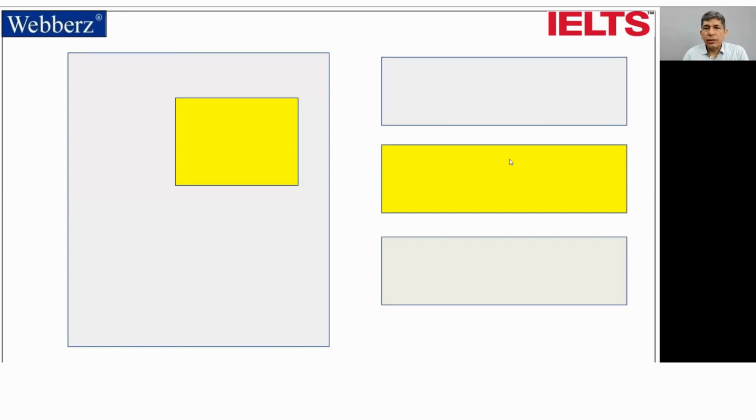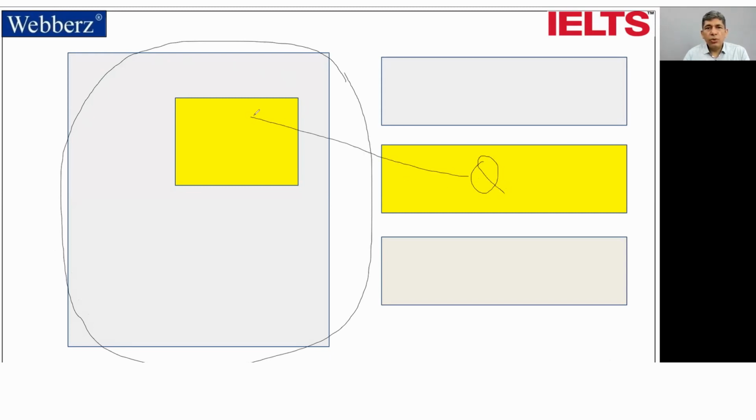Look, these are my questions, and this is my passage. Let me mark this for your better visualization. This is my passage, and these are my questions. I have to figure all of these out from here. So first I will have to find this place. Where is this place? For that, I will have to find keywords. What are keywords?